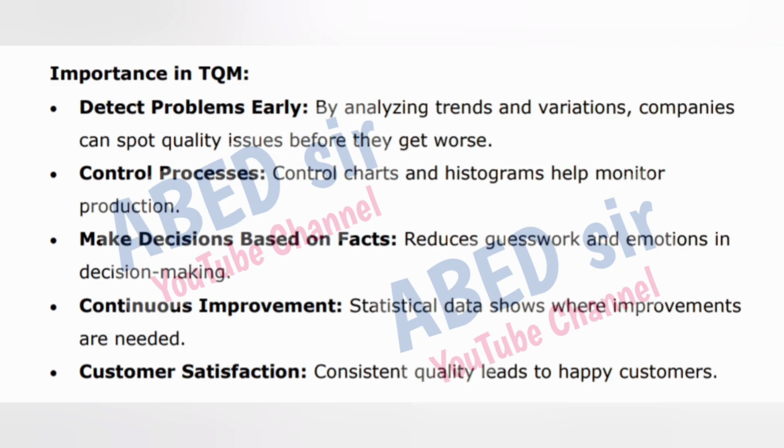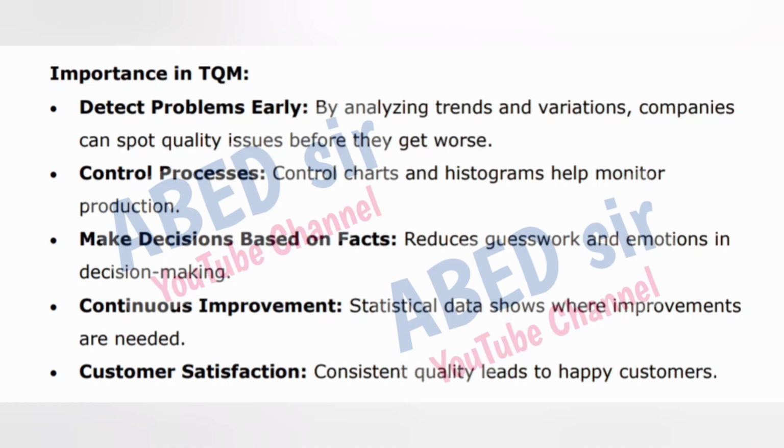Importance in TQM. Detect problems early. By analyzing trends and variations, companies can spot quality issues before they get worse. Control processes: control charts and histograms help monitor production. Make decisions based on facts, which reduces guesswork and emotions in decision-making. Continuous improvement: statistical data shows where improvements are needed.